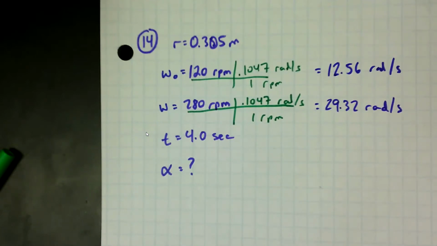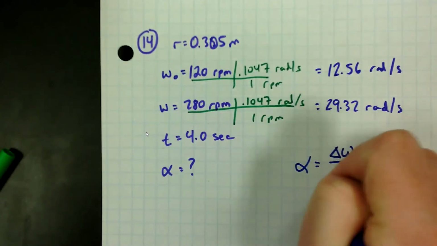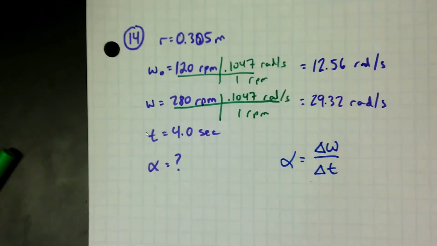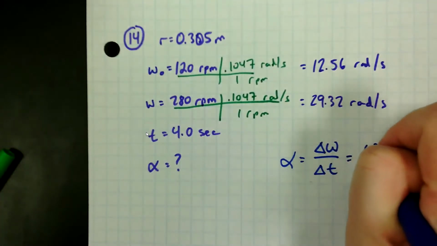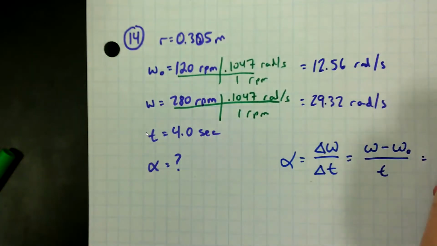So there are a few ways we could do this, but if I just look at the definition of alpha, alpha is just going to be delta omega over delta t. Or remember, delta is just final omega minus initial omega. So 29.32 minus 12.56 radians per second divided by 4.0 seconds.